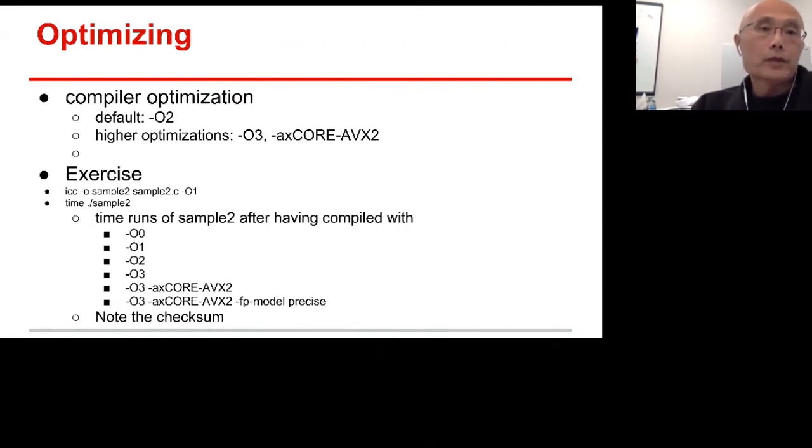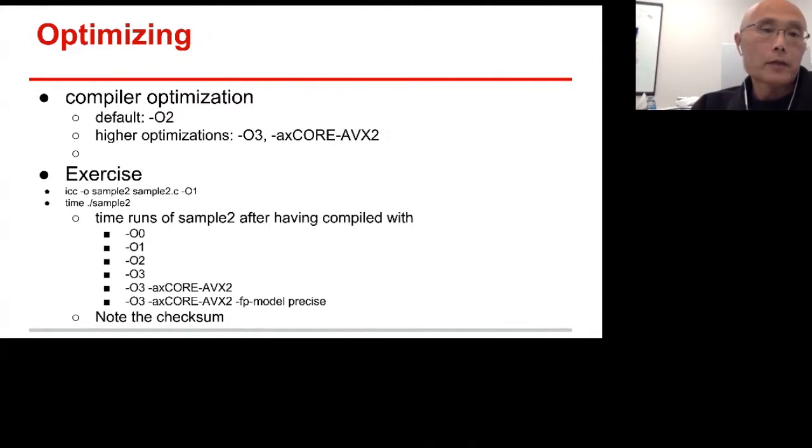But one of the simplest ways to optimize is just use the compiler to optimize your code. The default optimization level is called O2, so capital O2. But there are higher optimizations like -O3 and also specialized hardware accelerations, which is indicated by this AVX2.